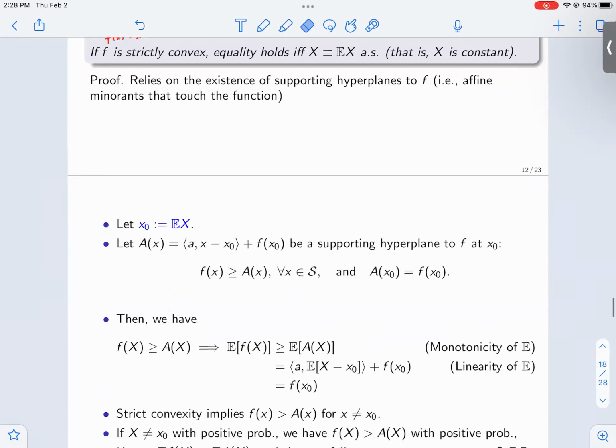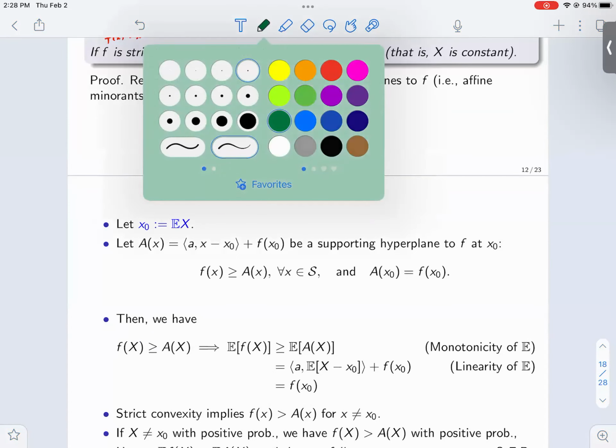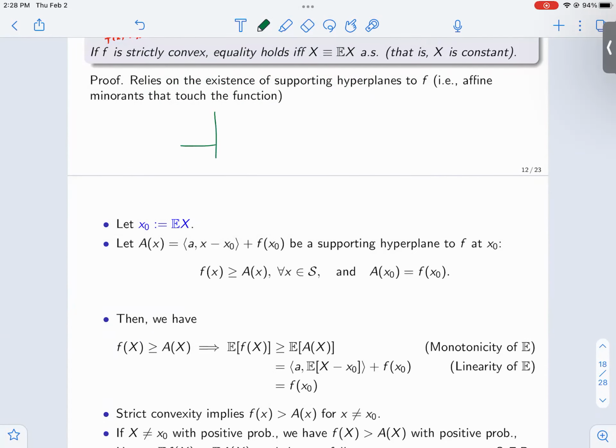There's this very general proof that you can do that relies on the existence of a supporting hyperplane. Intuitively, it's sort of clear that if you have a convex function, for example if it was differentiable, another way of characterizing convexity is that it stays above its tangent line, right? So if I have a tangent at any point, if the function is convex, it's going to stay above its tangent line. And so this tangent line is also a supporting hyperplane.